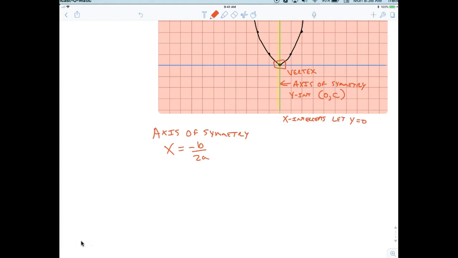The vertex. Now, I want you to write this down, and it looks complicated, but I'll show you how simple. The vertex is negative b over 2a, comma, f of negative b over 2a. So write that down. That looks complicated, and I'll explain exactly what it means. But, in fact, it's very simple.